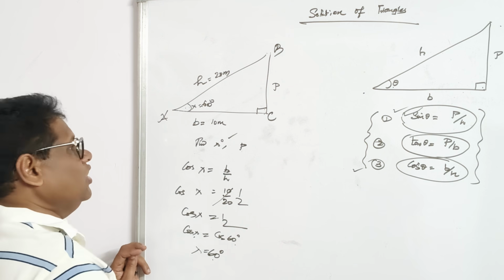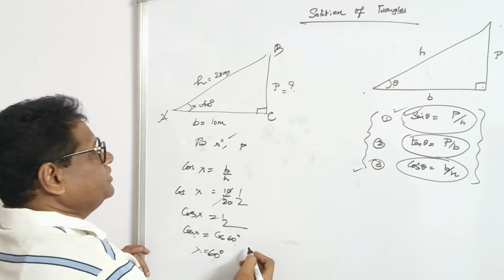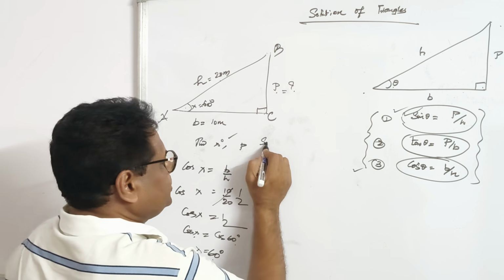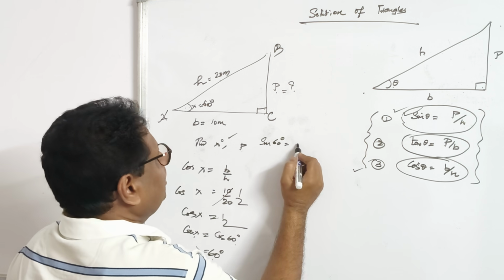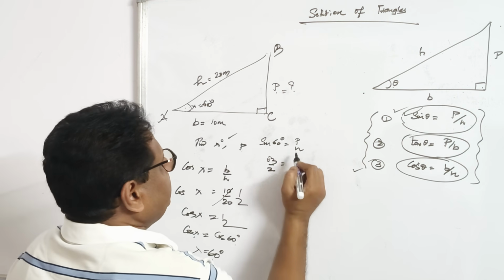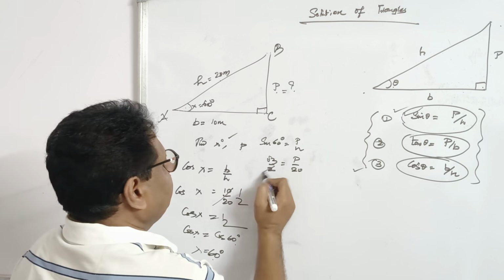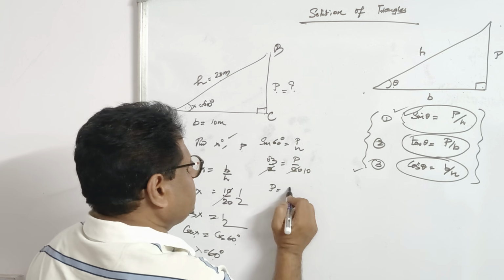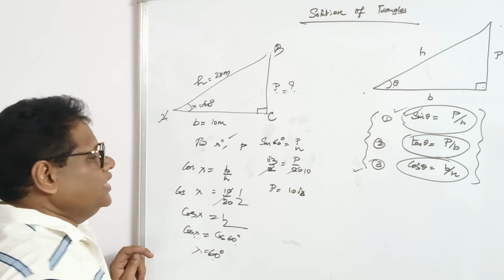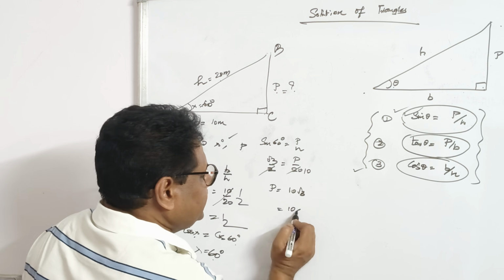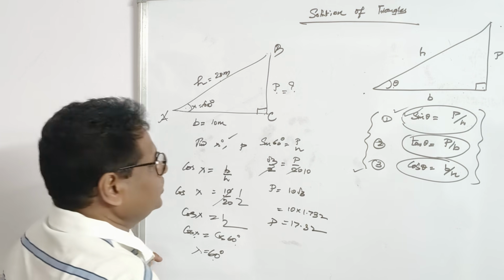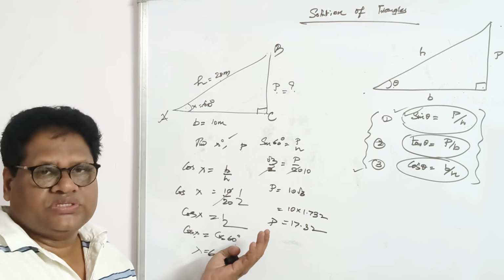Now for finding P, which is the missing term, you can apply the perpendicular and hypotenuse relation, taking sine 60, that is equal to P by H. Sine 60 is root 3 by 2. P is missing, hypotenuse is 20. Because you can cancel this, P comes to 10 root 3. If the question asks to find up to 2 decimal places, then you can apply the value of root 3, that is 10 into 1.732, that comes to 17.32. So this is how you can solve the questions.